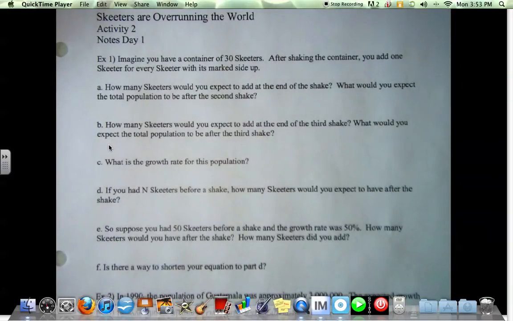Imagine you have a container of 30 skeeters. After shaking the container, you add 1 skeeter for every skeeter with its mark side up. How many skeeters would you expect to add at the end of the shake?